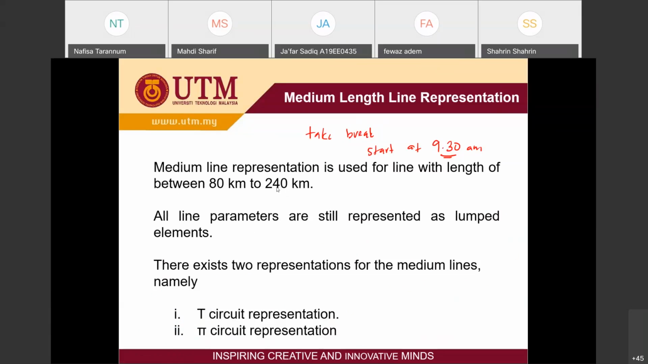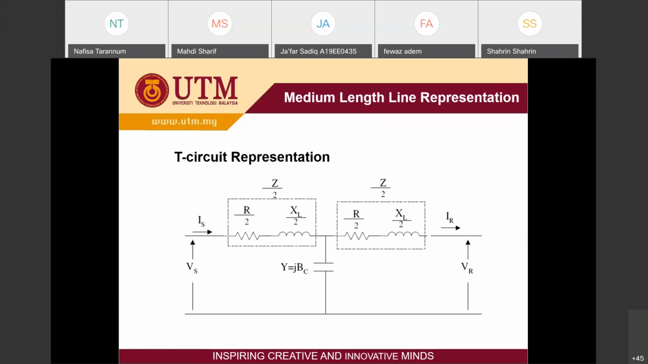But unlike the short line, for this medium line representation there are two models, which means you can represent this line in two types: by using the representation of a T circuit or the representation of a pi circuit. So what is the T circuit and the pi circuit? This is the T circuit. It has the shape of a T. Same as the short line.